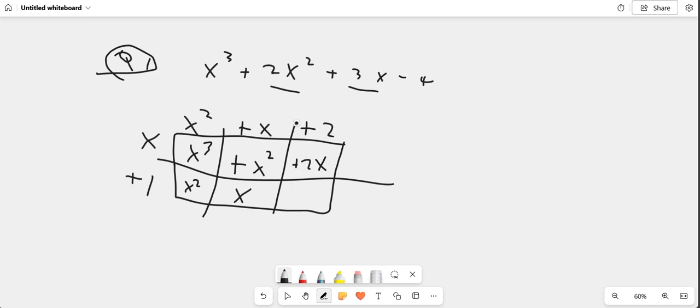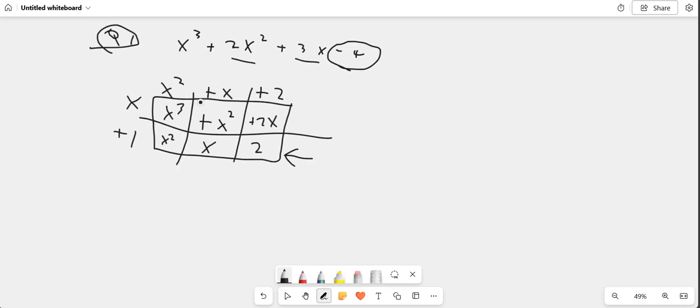So basically everything that's on top should be multiplied by the left-hand side to get what's in that box. So x squared times x is x cubed. x squared times 1 is x squared. And then 2 times 1 is 2. And now to get the remainder, you do whatever this number is minus this number. If that minus that equals 0, there's no remainder.